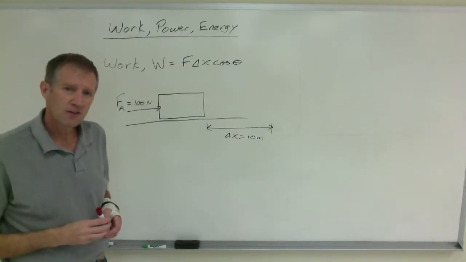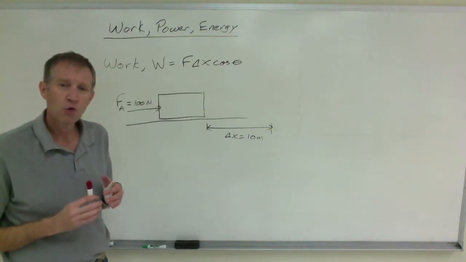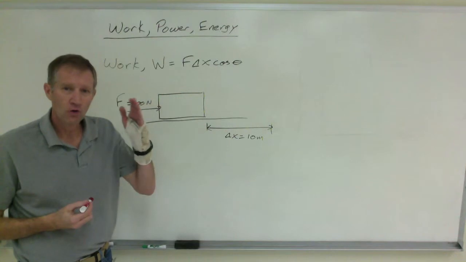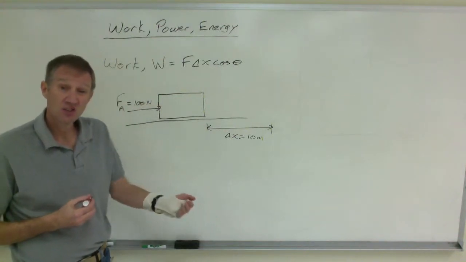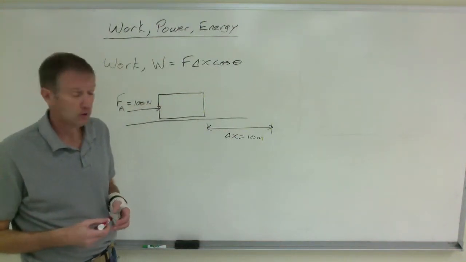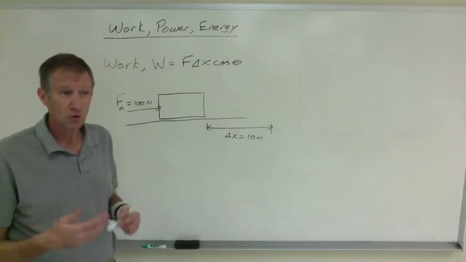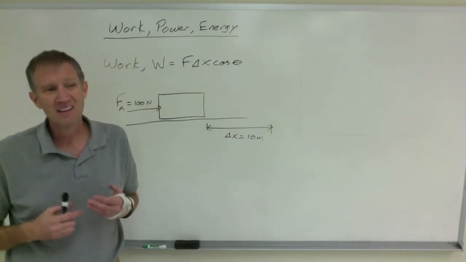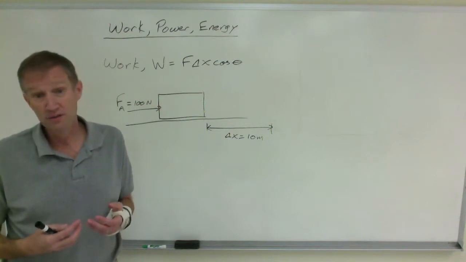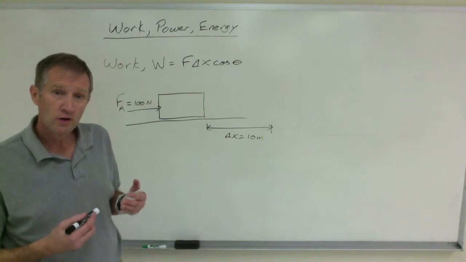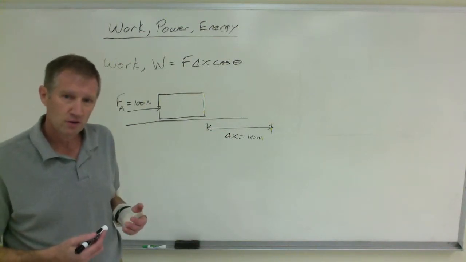The physics concept power. Power is the rate at which work is done, or the rate at which energy is consumed, or the rate at which energy is used. It's a rate, just like velocity is the rate of change of position, and acceleration is the rate of change of velocity. Power is the rate at which work is done, or the rate at which energy is consumed, etc.